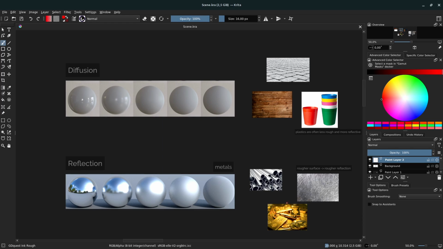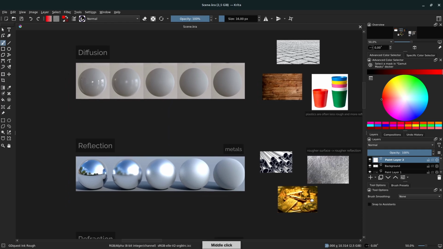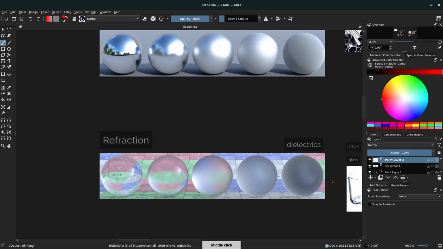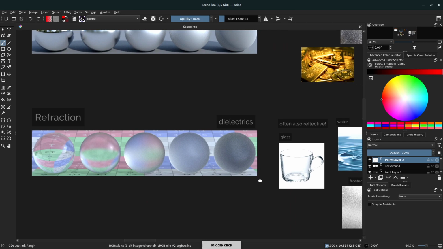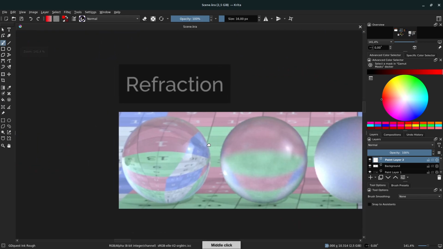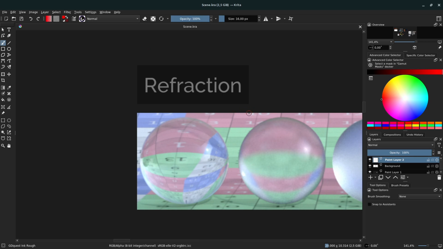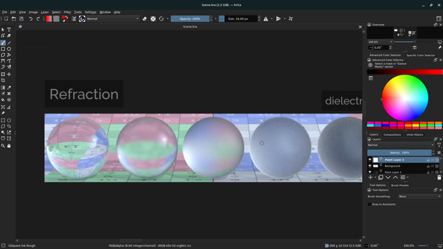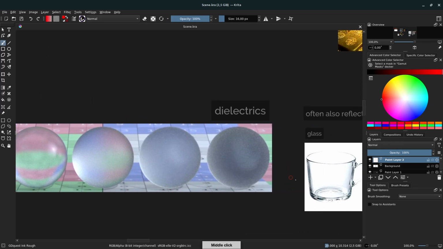So we've had diffuse and reflective materials. Let's move on to refractive materials. This is, for example, glass or water. You can see here that the area behind it is warped and it is inverted, it's upside down. And as it gets rougher, it is more blurry.